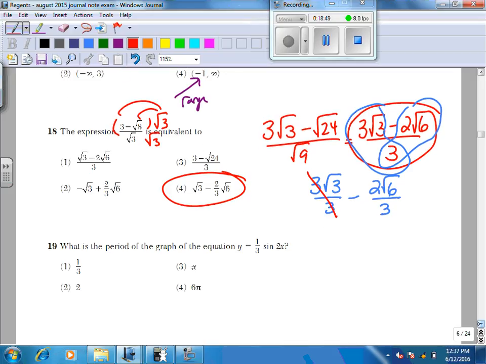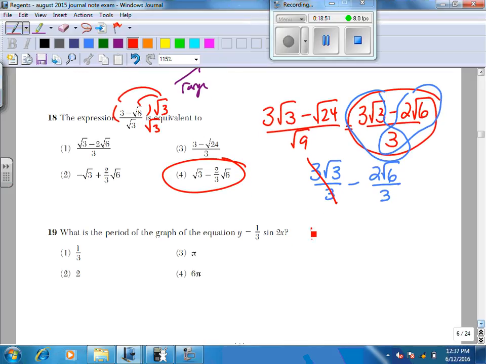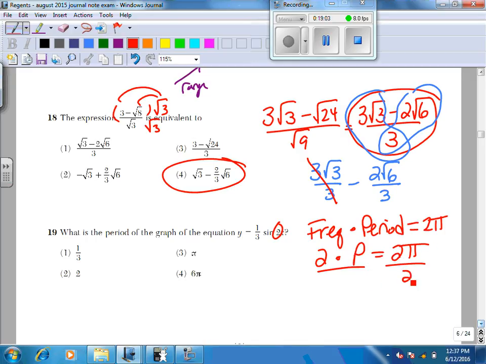What is the period of that graph? You guys should remember that the frequency times the period is 2 pi. Well, the frequency in this case is 2, times the period is 2 pi. Divide, divide. The period is pi.